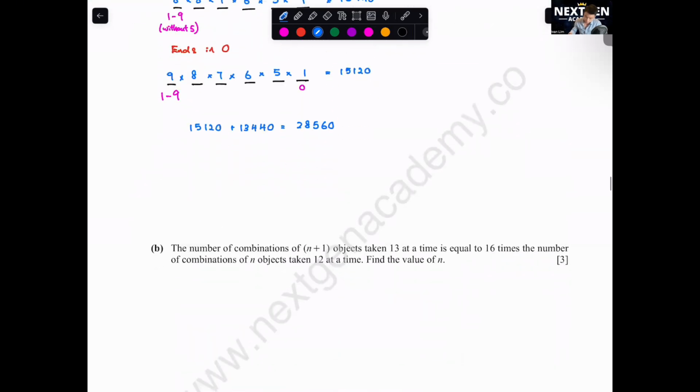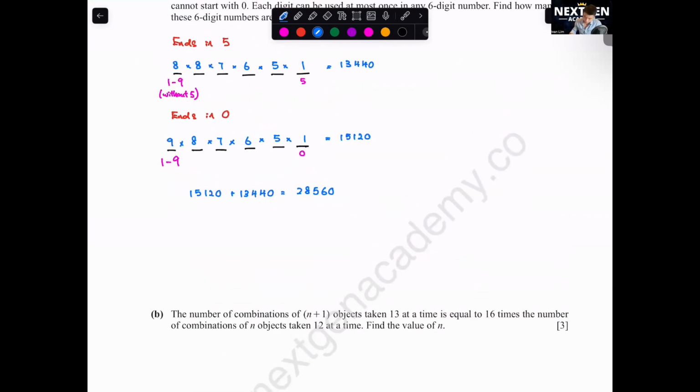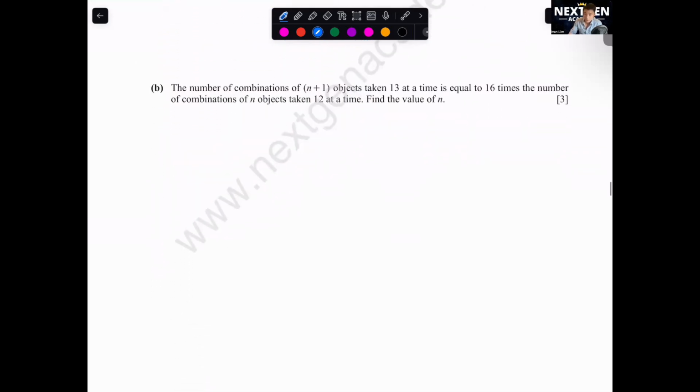Yeah, you can do 8 before. Okay, you can use permutation also, same thing. Okay, so if you all get the same answer, it should be correct also. Okay, question B. The number of combinations of n plus 1 objects taken 13 at a time is equal to 16 times the number of combinations of n objects taken 12 at a time. Find the value of n.